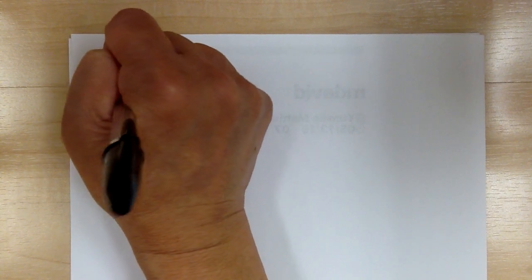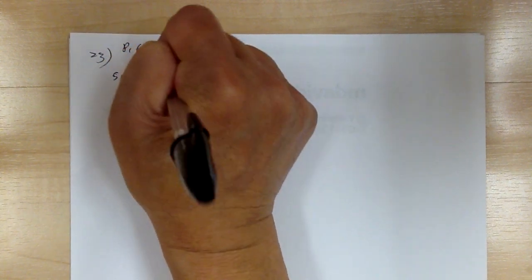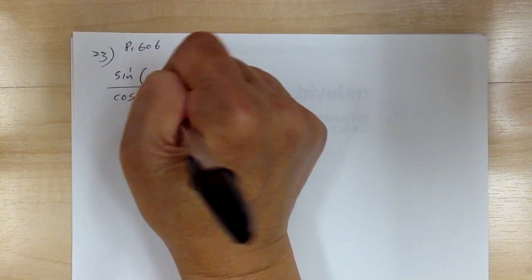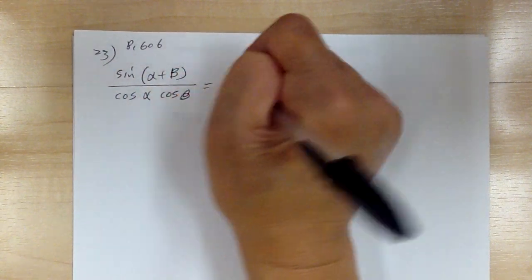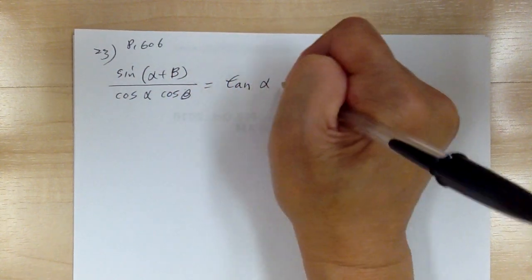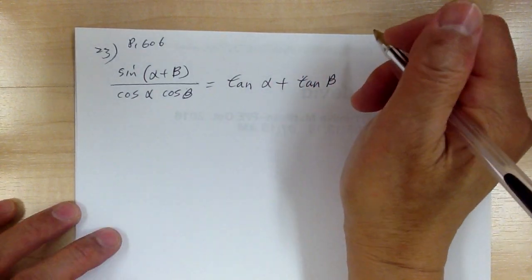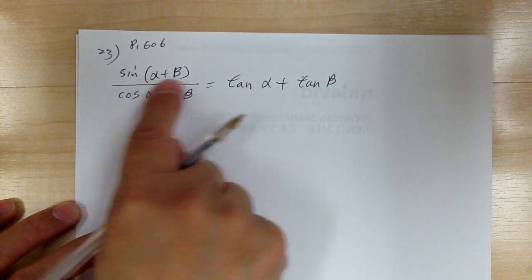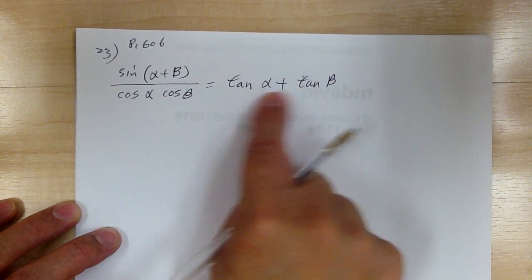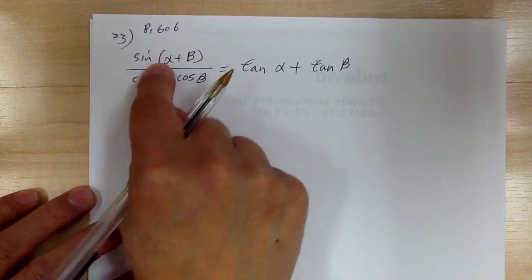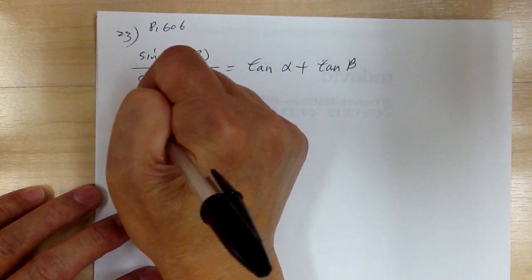So you have sine of alpha plus beta over cosine alpha cosine beta equal to tangent alpha plus tangent beta. Now this side is more complicated because you got two functions inside. All this has only one function, so you want to simplify this side. So go and expand this using the sum identity for sine.